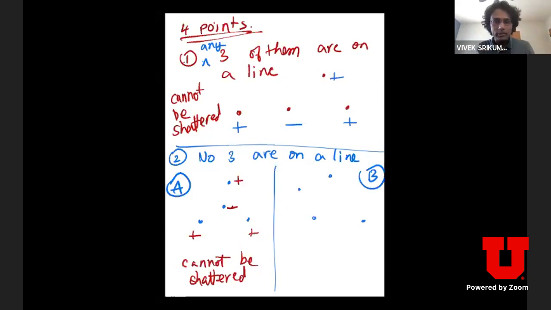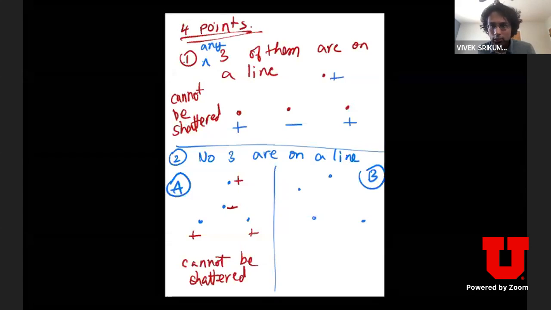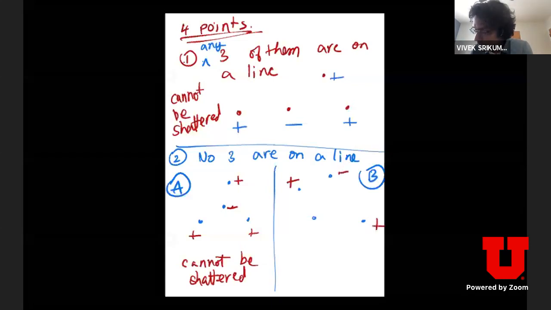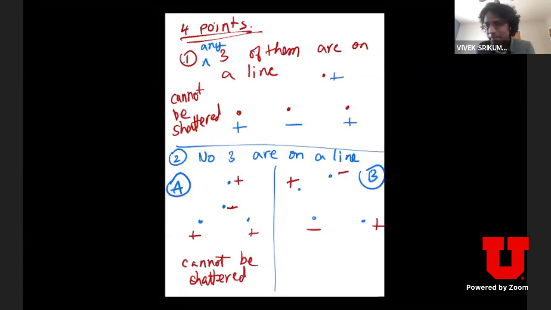Now what happens? Can someone come up with a labeling that's going to be a problem? This is like your XOR case. You can put a plus, minus, and so on. Basically you go around in a circle and keep giving alternate labels, and this is the famous XOR case. This cannot be shattered.